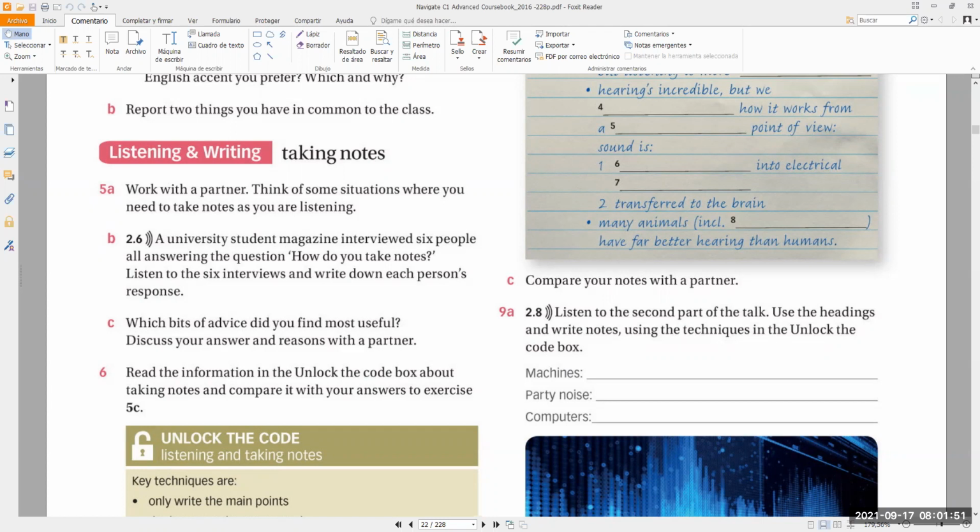Just taking some screenshots over here. Okay, guys. Oh, wait a minute. Where am I? There you go.